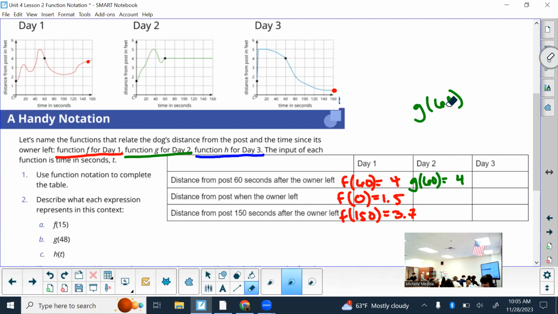So table 1, for the second row, day 2, how would I show in function notation that one? For when the distance from the post and the owner left.